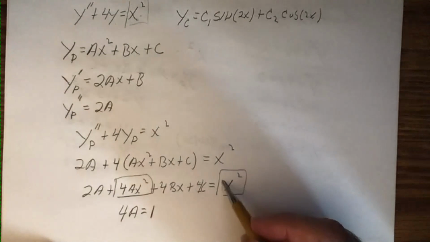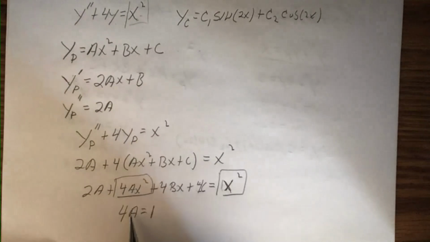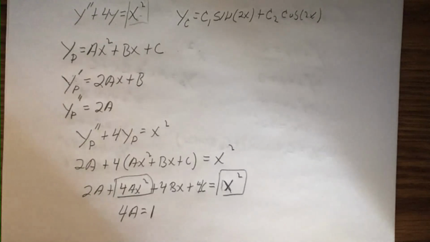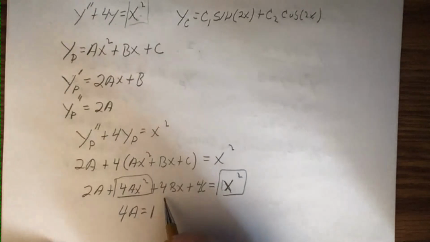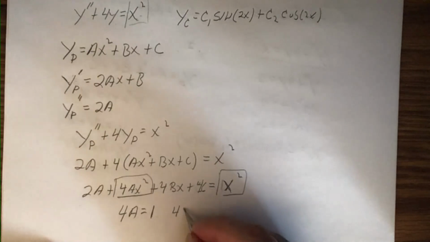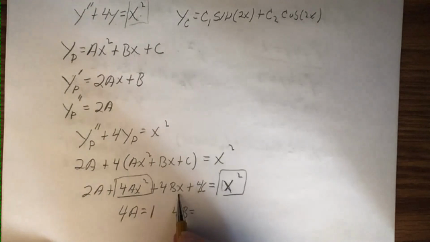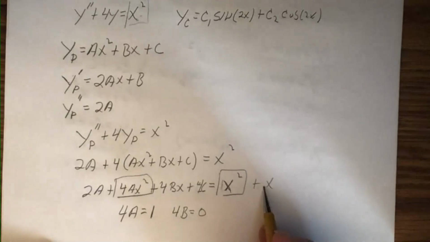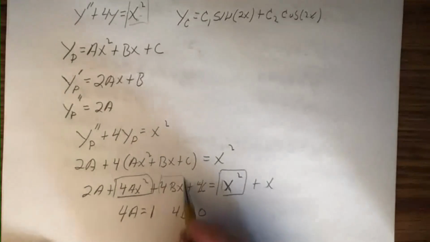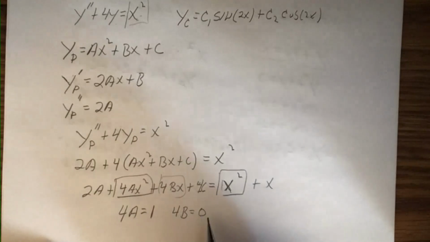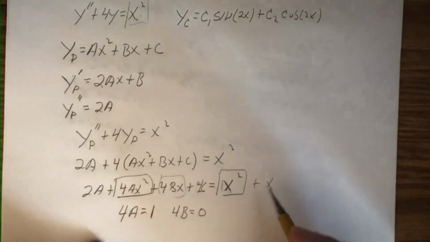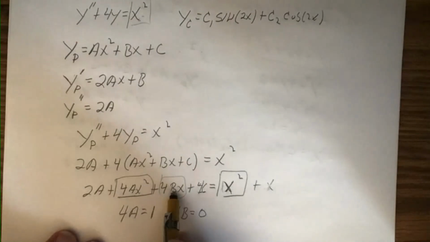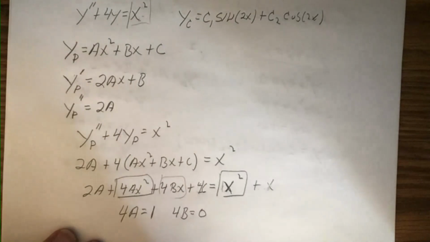There's a 1 in front of here, and here I got a 4a. So 4a is equal to 1. This is telling me that 4b is equal to 0. There is no x here. 4b is equal to 0, because on this side of the equation there's no x, and here I got a 4b, so my b has to be equal to 0.